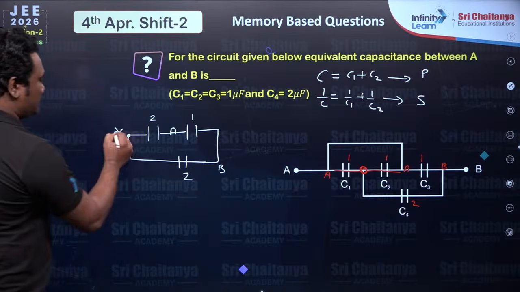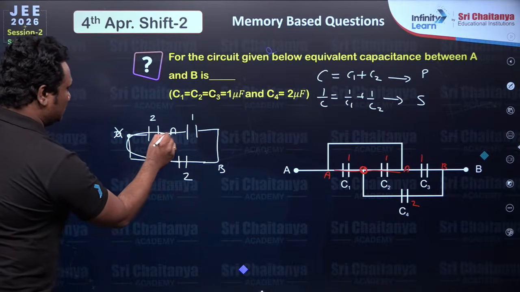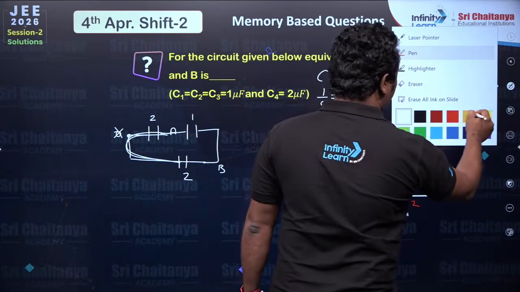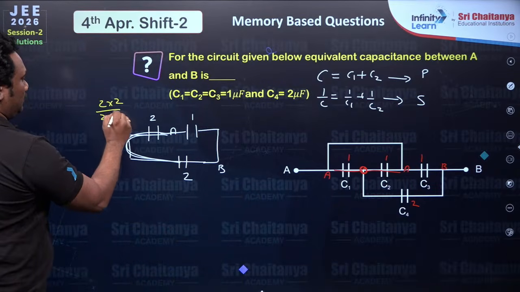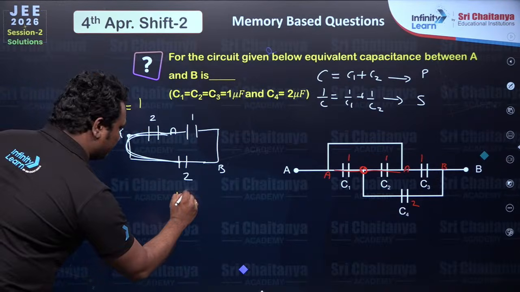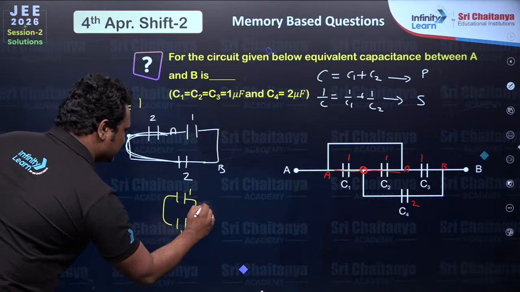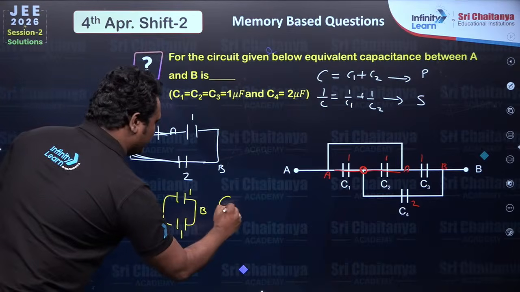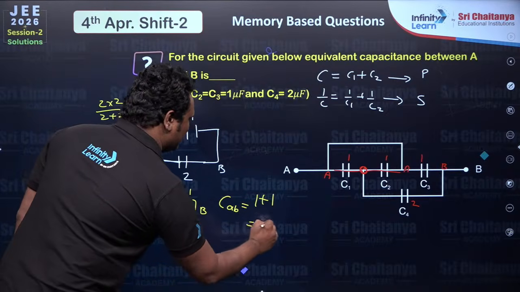Now let us forget about this O, this is only for naming. Observing this clearly, these two will be in series again. So when these two are in series, the answer will be 2 into 2 by 2 plus 2, which is again 1. So you have one capacitor with 1 and 1. This is B and this is A. So once again, equivalent capacitance between A and B will be 1 plus 1, which is only 2.